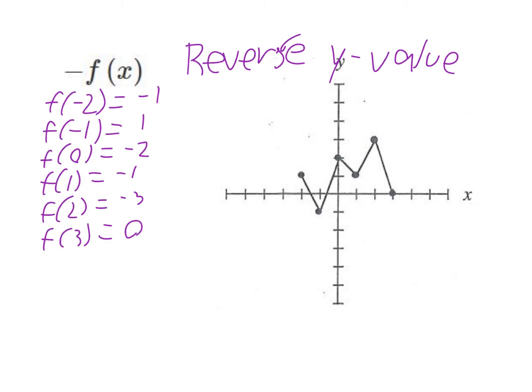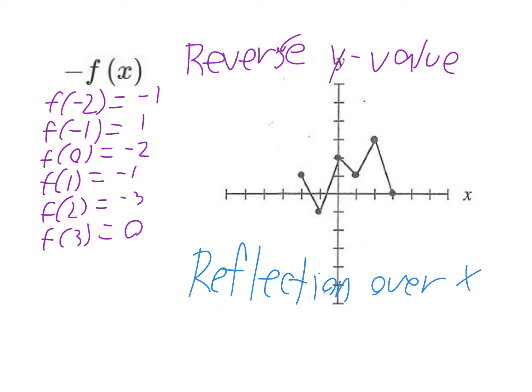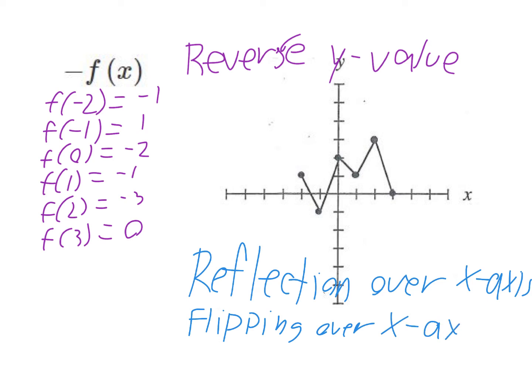This reversal of taking each of our points and moving it over the x-axis is going to create, essentially, a reflection over the x-axis, or flipping it over the x-axis. I'd accept either flipping or reflection.